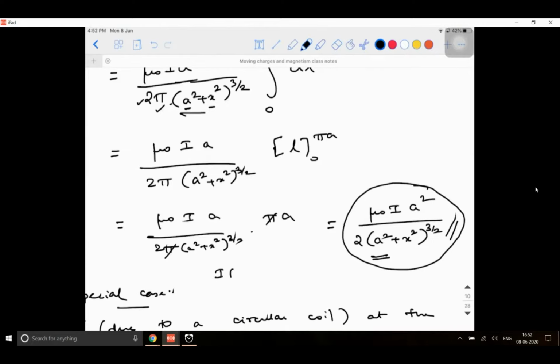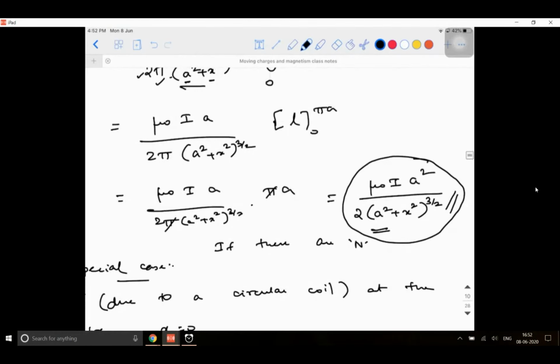If there are N turns, in physics, when I say number of turns, it is always capital N. If you use lower case, it is always the number density. So please be careful about it. That is a universally followed language. There is no specific rule. It is for understanding purposes.